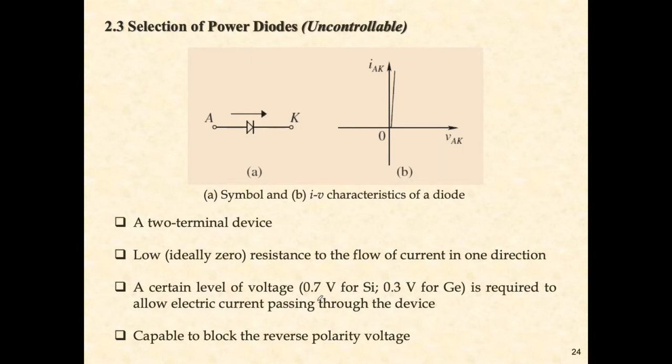And then it can block the reverse polarity voltage, of course, right? It is because a diode only allows unidirectional current flow from anode to cathode.